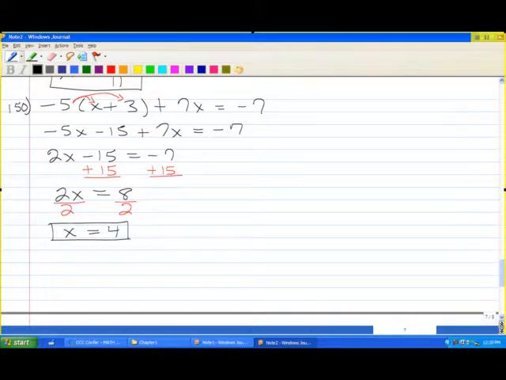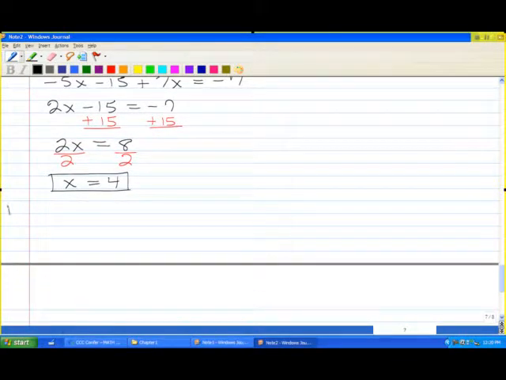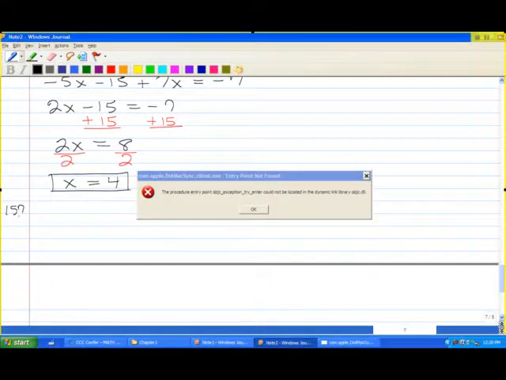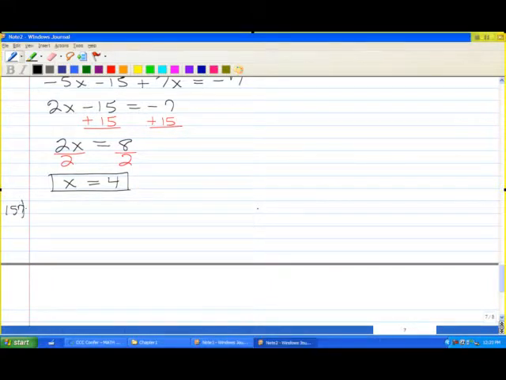Let me do something involving fractions. Let me do problem number 157. One seventh times the quantity 14x minus 11, minus 3x, equals 3 over 7.